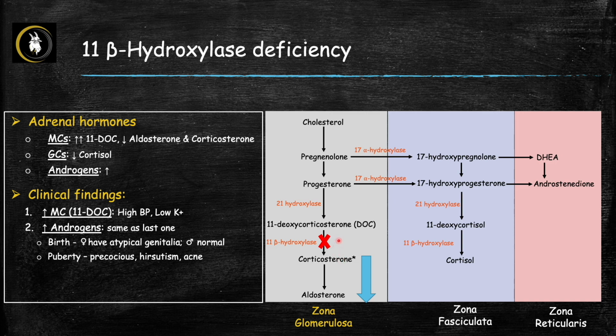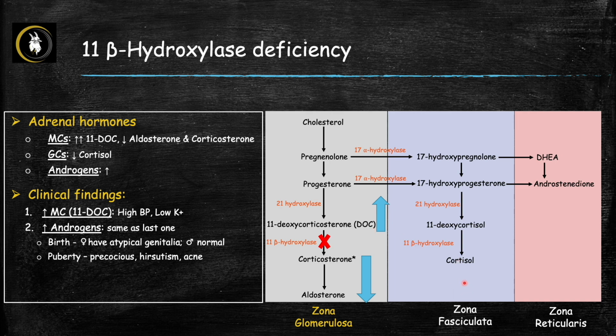Because remember, I said that 11-DOC is a mineralocorticoid as well, and I said that it's going to be important later on. Well, this is where it's important. 11-DOC is going to be elevated because it's the substrate of this reaction which isn't happening, and these levels are going to be so high and super physiologic that the net effect on mineralocorticoid activity of this enzyme deficiency is going to be an increase in mineralocorticoid activity due to the very high levels of the built-up 11-DOC.